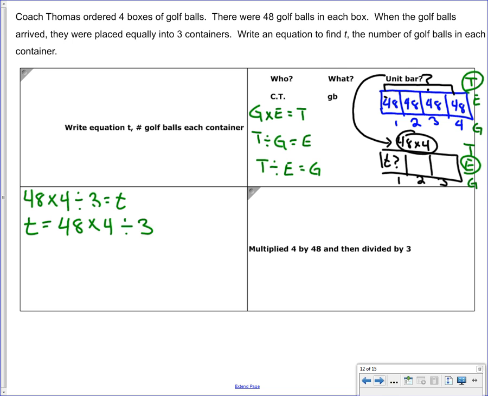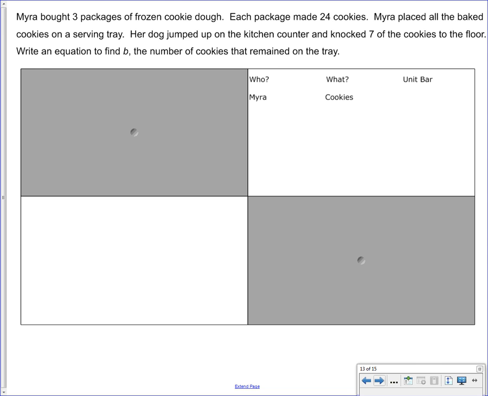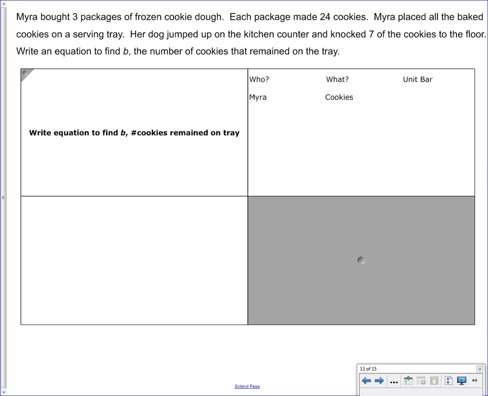Now let's take a look at another problem. We've got Myra. Myra bought 3 packages of frozen cookie dough. Each package made 24 cookies. Myra placed all the baked cookies on a serving tray. Her dog jumped up on the kitchen counter and knocked 7 of the cookies to the floor. Write an equation to find B, the number of cookies that remained on the tray. So they want us to write an equation to find B, the number of cookies that remained on the tray.